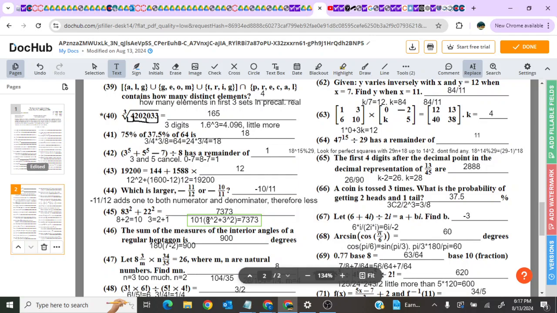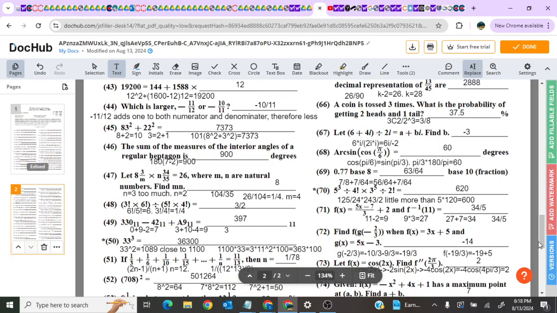The sum of the measures of the interior angles of a regular heptagon is what? Well, a triangle has 180 degrees, a square 360, a pentagon 540. Basically, the equation is 180 times the number of sides minus 2, which will be 900 in this case.